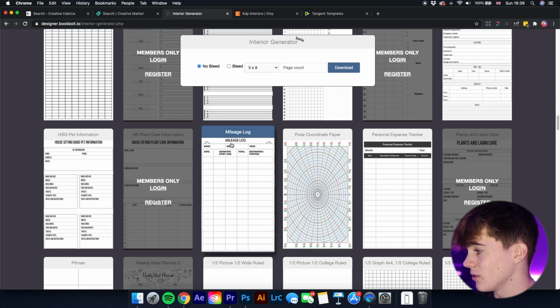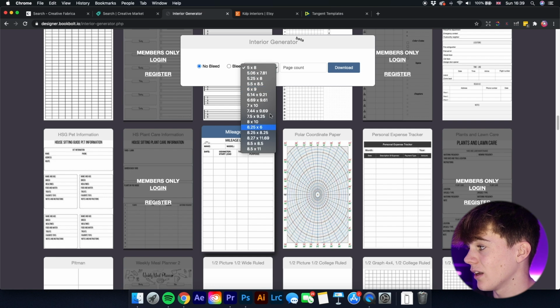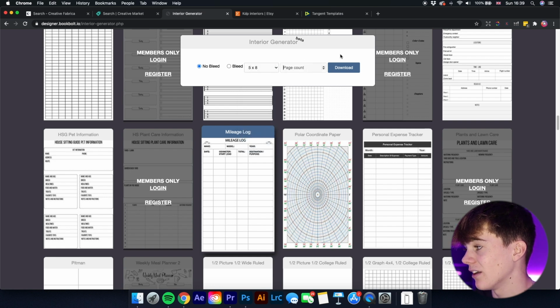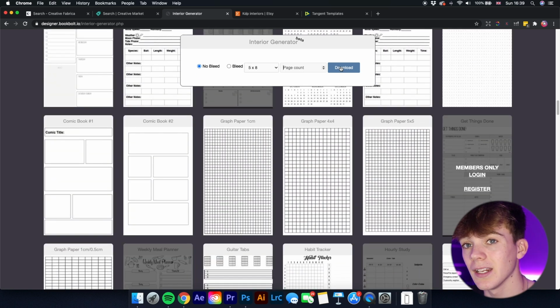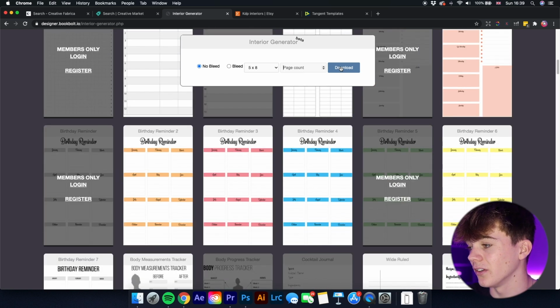And then all you've got to do, if I click on mileage log, for example, click no bleed or bleed, depending on what you want to do. For this one, it'd be no bleed. Then click the size that you want, and then the page count. And then all it is, is a download, and it will download the file straight away into a PDF so you can upload it straight onto Amazon. It's a great website to use. And you're not having to spend a single penny, like I said, so it's worth having a look at anyway.